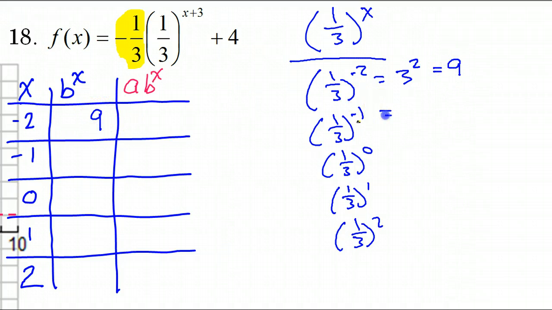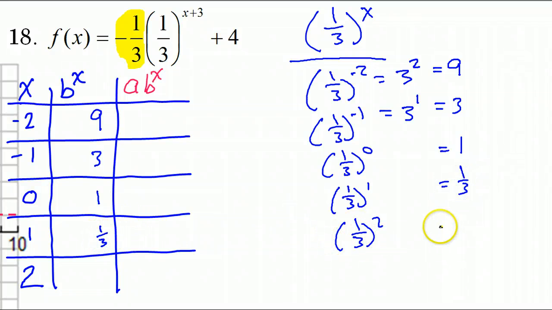Negative power, do the reciprocal. It is 3. 3 to the 1 power is just 3. Anything to the 0 power is 1. Right? 1/3 to the 1 power is just 1/3. And 1/3 squared, 1 squared is 1. 3 squared is 9. So 1/3 squared is 1/9.